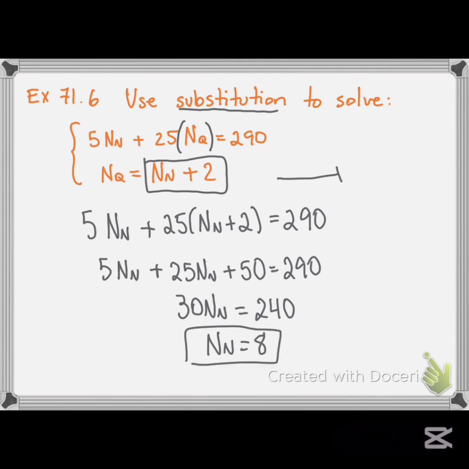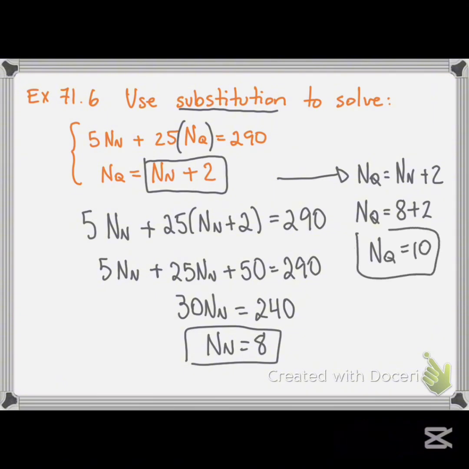And now we go back to the original to find nq. So all we have to do is add 8 plus 2, and that is nq. nq equals 10. And that is our answer.